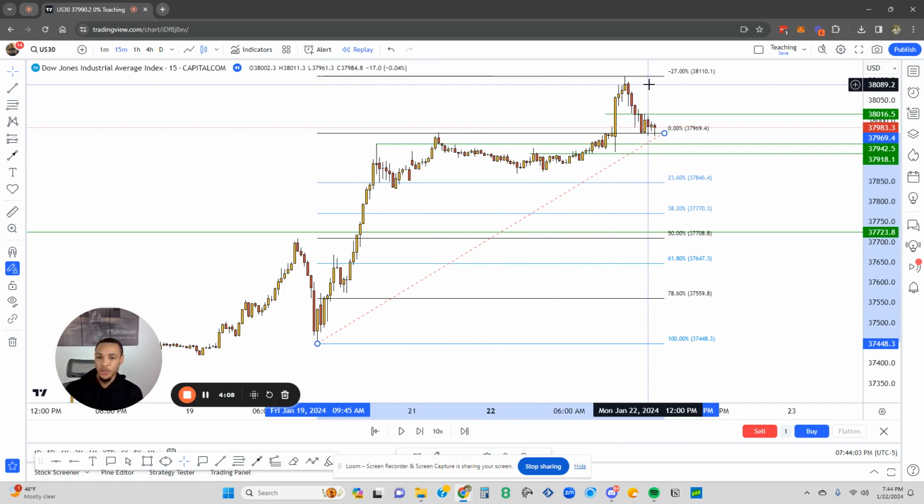So guys, just want to close up real quick. That is by far the easiest way that you can go to trade the Dow. Understand how Fibonacci works whenever we're dealing with all-time highs and take it from level to level.